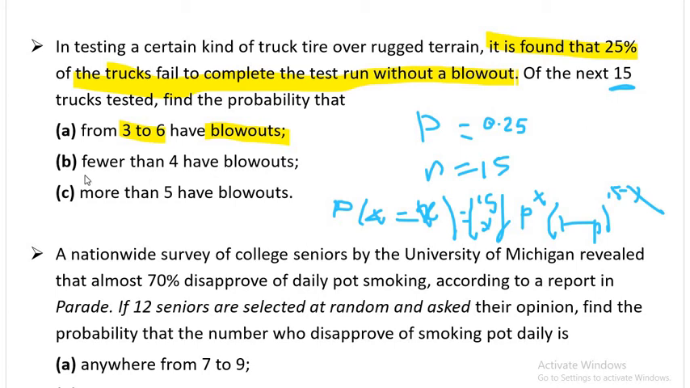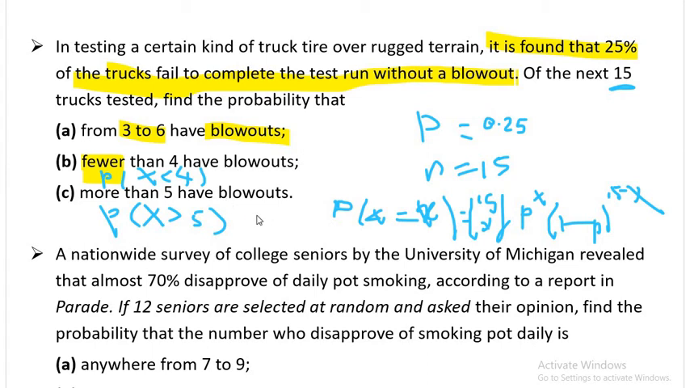Fewer than 4. Fewer means less. So fewer than 4 means x less than 4. Okay, this is what we mean by fewer than 4. And then more than 5. More than 5 means x greater than 5. So you want the probability of x greater than 5. Less than 4 means 0, 1, 2, 3. 4 is not included because it is less than 4. And more than 5 means 6, 7, 8, 9, 10, up to 15.